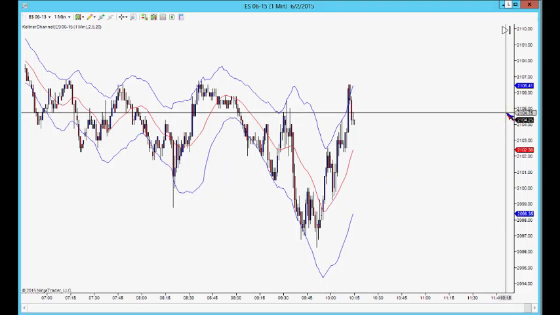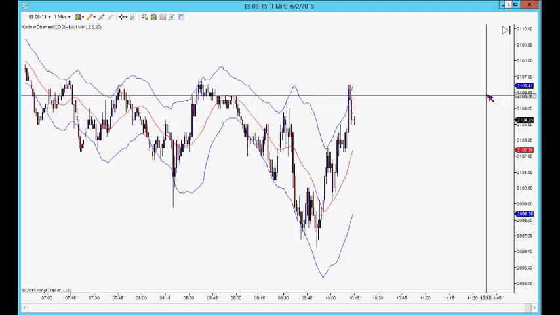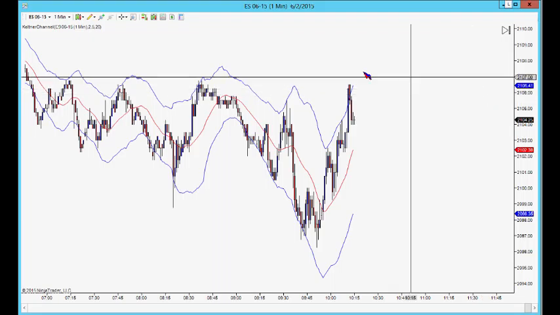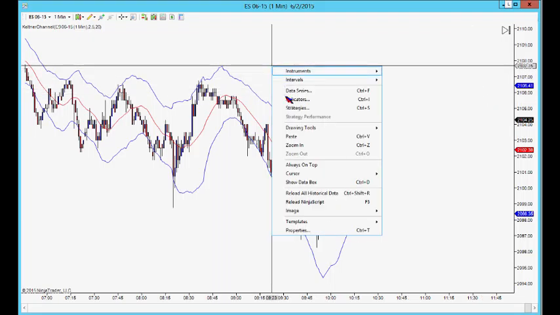But then again, anything works if you're good at it, right? Okay, so right click, indicators.